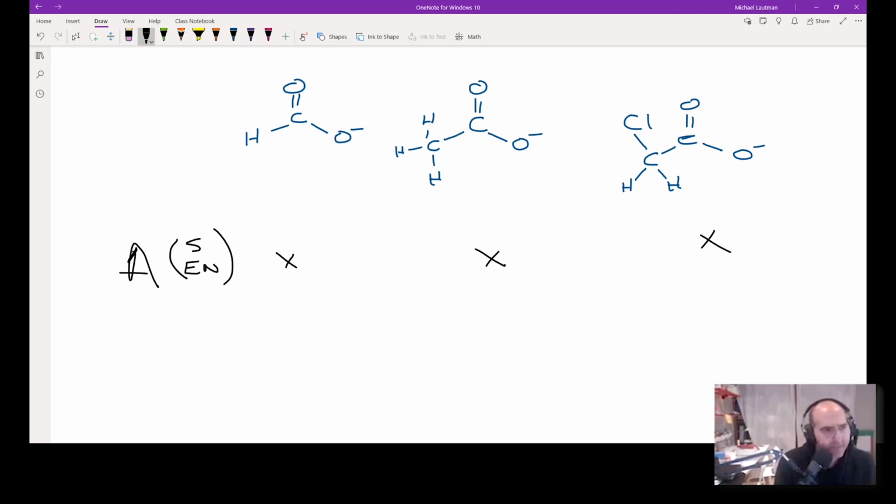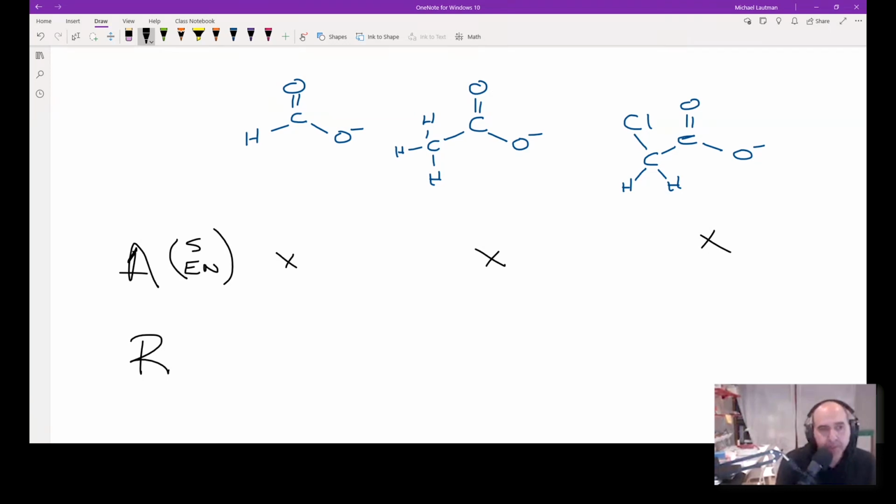What about resonance? So that's the next thing we're going to look at. Is there a difference in resonance between these compounds? Again, the answer is no.